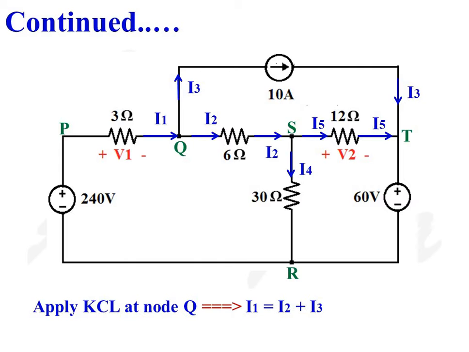Apply KCL at node Q. According to KCL, total incoming current is equal to total outgoing currents. Here there are 3 currents associated with node Q: current I1, I2 and I3. So according to KCL, I1 is equal to I2 plus I3, as I1 is the lone incoming current and I2 and I3 are the 2 outgoing currents.